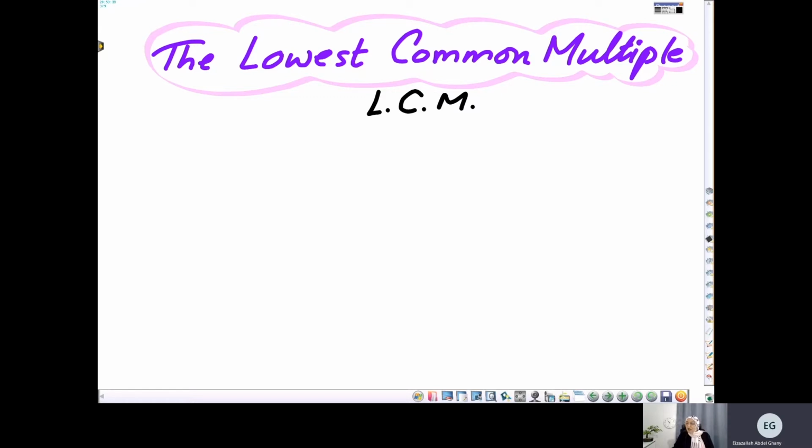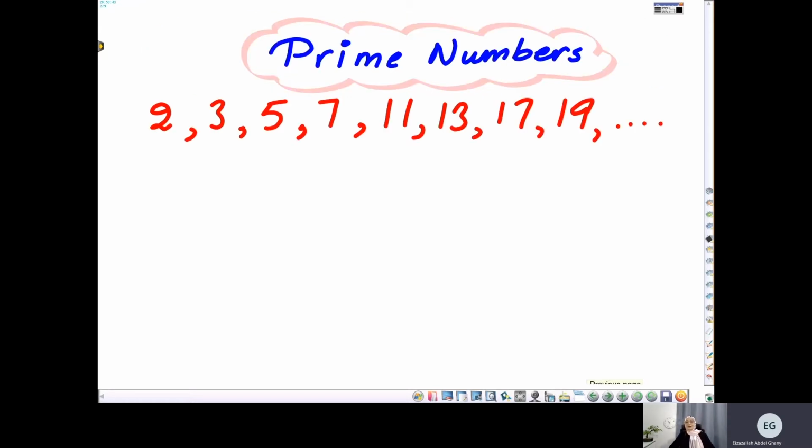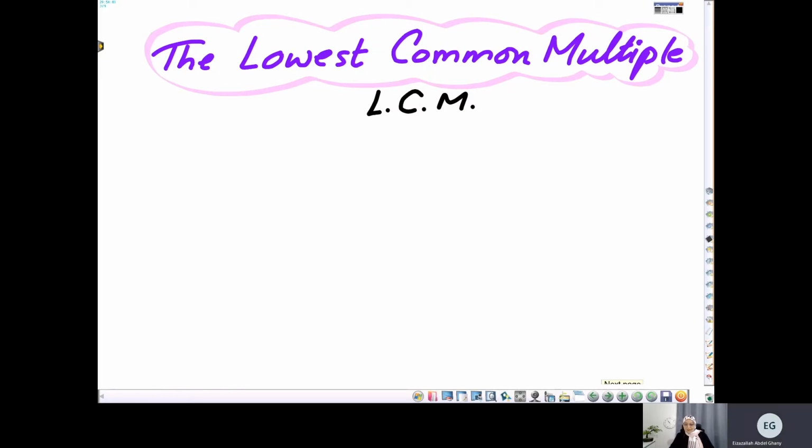First of all, I need to remind you about prime numbers: 2, 3, 5, 7, 11, 13, 17, 19. Because we will always, in this lesson, whether highest common factor or lowest common multiple, need to know what prime numbers are and how to make prime factorization. The lowest common multiple, before we explain it, we have to know the definition of a multiple.